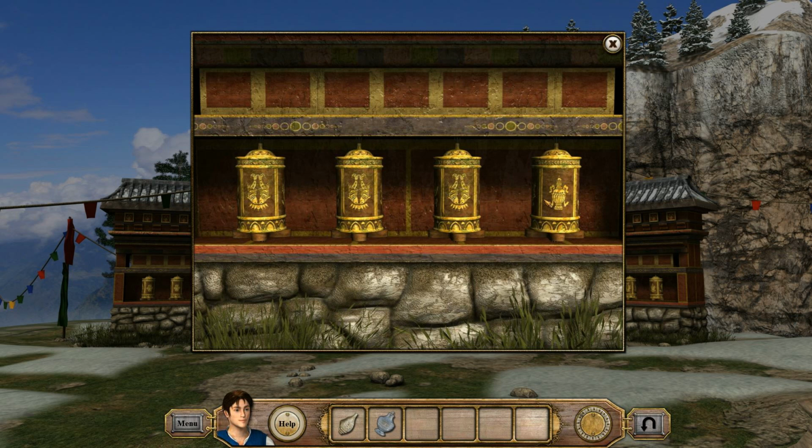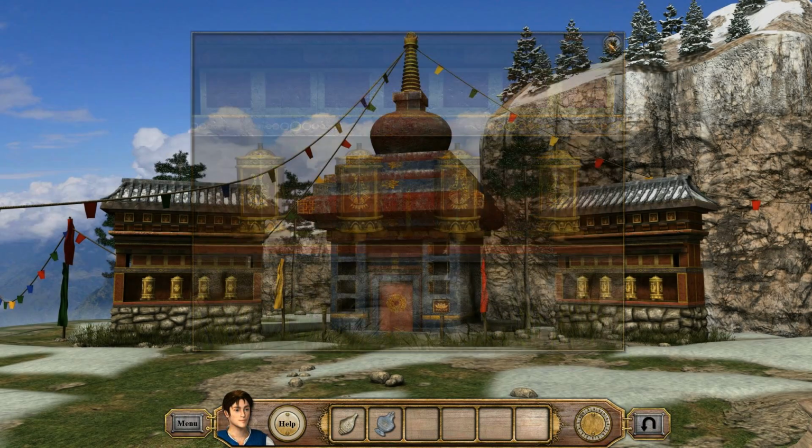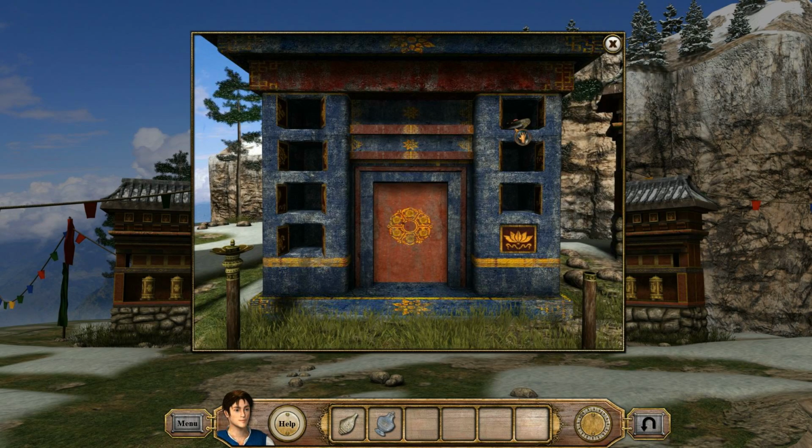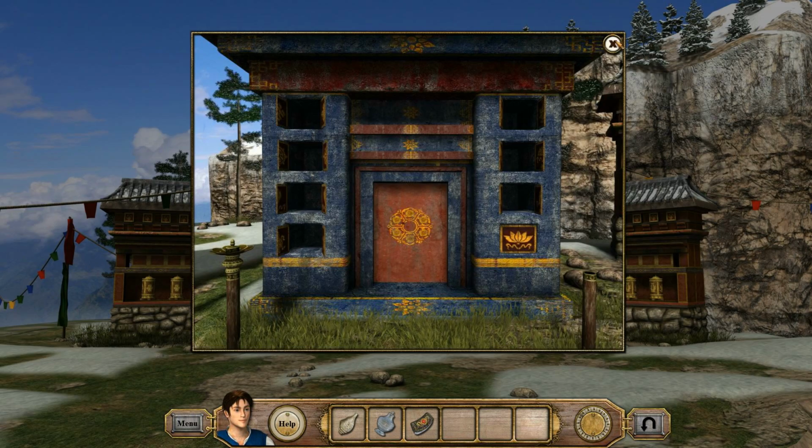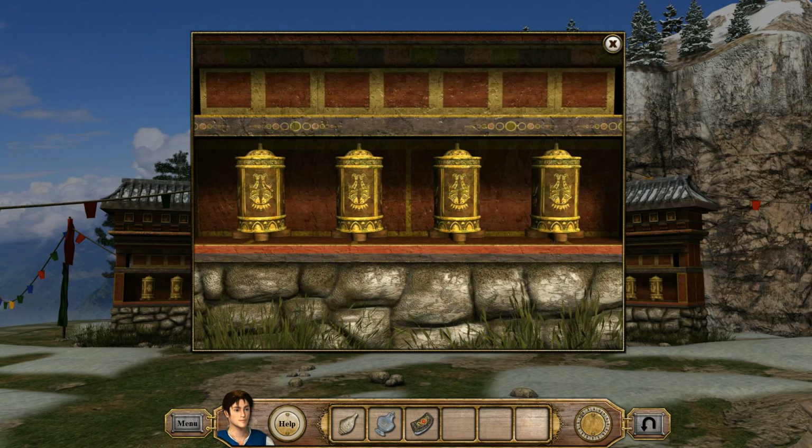3, 1, 1, 2, 3. Fish lighter. The 2 goldfish facing each other, one of samsara, the cycle of reincarnation. Just need the lotus now. Should have picked this one first, I think.